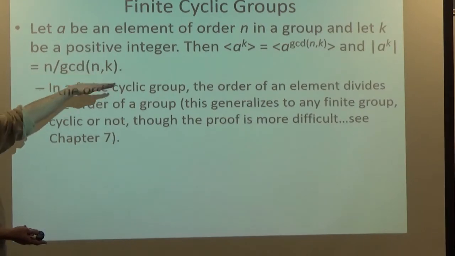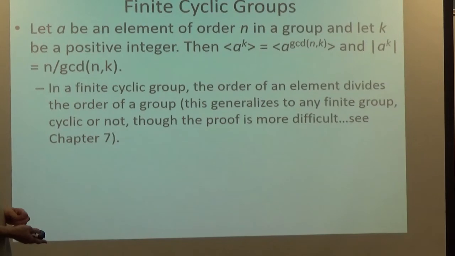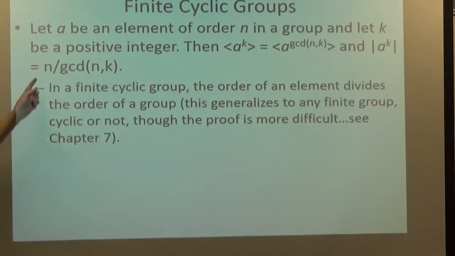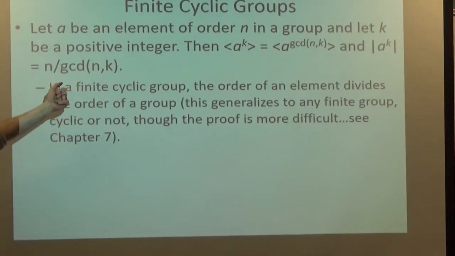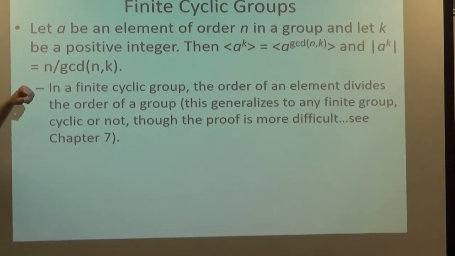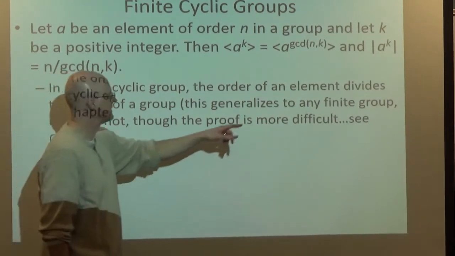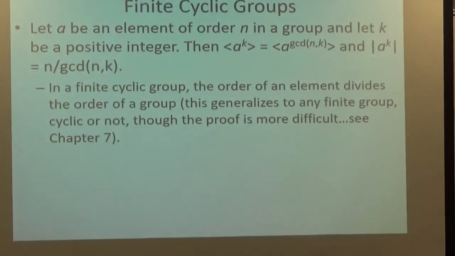The fact that the order of a to the k is this fraction means, if you multiply both sides by the GCD, that the order of a to the k does divide n. This is going to be an integer here. The order of any element has to be an integer. So because you have equality, this is going to be an integer, and therefore you can multiply both sides by the GCD to get that thing. The order of a to the k divides n. This fact generalizes to any finite group, cyclic or not, though the proof is more difficult for non-cyclic groups. We'll talk about it in chapter 7.